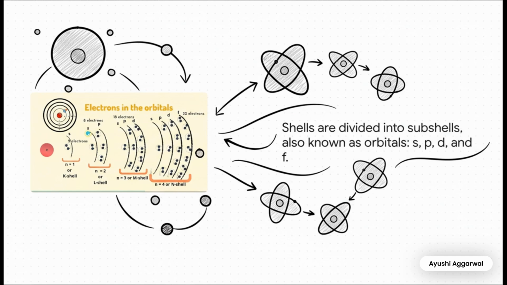Each main shell is broken down even further into these subshells, which you might also hear called orbitals. They have their own distinct shapes, and they're named S, P, D, and F. As you can see here, that first shell, K, it only has one type of room, an S subshell. But the second shell, L, has both S and P subshells, and that pattern just keeps going.